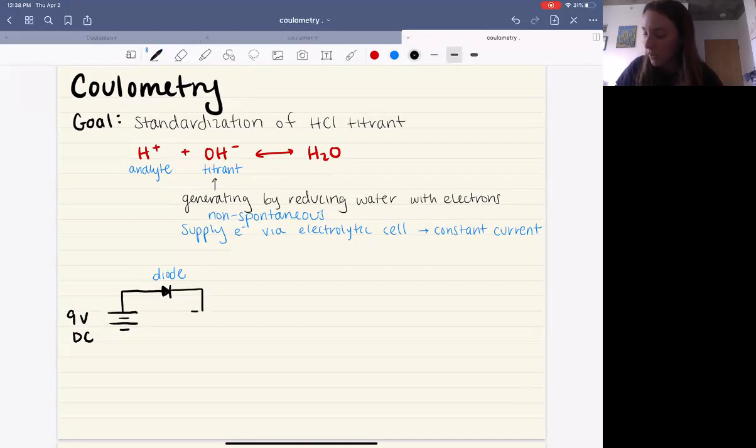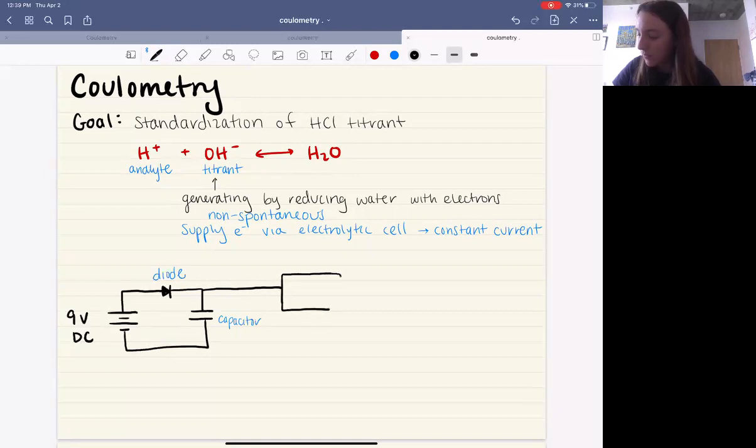Okay. Next up, we're going to encounter a capacitor. And a capacitor is used to store charge. Okay, now the most important part of this circuit is coming up now. This is called a voltage regulator. And what happens is we have some voltage coming in. That's that 9 volts. We haven't changed anything yet.